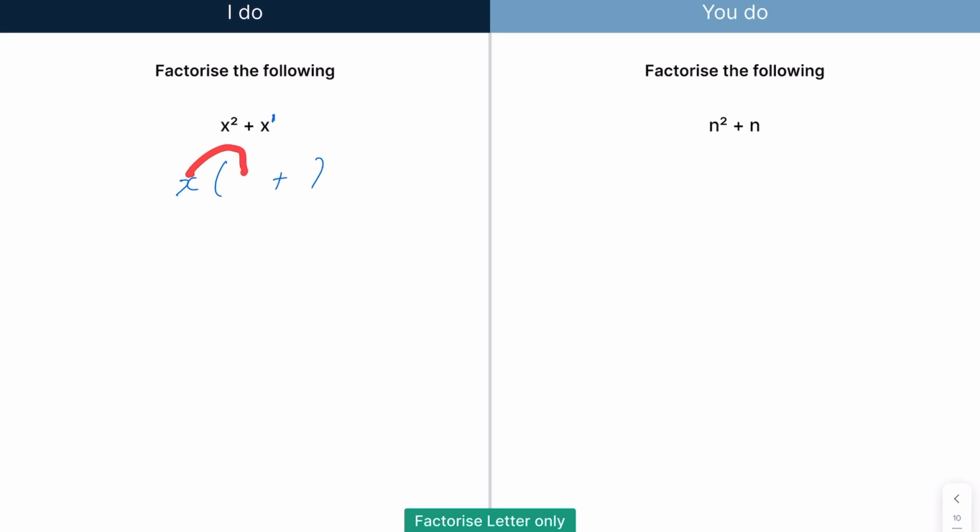What do I multiply by x to get x squared? That's just going to be x. Then you ask yourself, what do I multiply by x to get just x? That's just going to be 1. And that is your answer there.